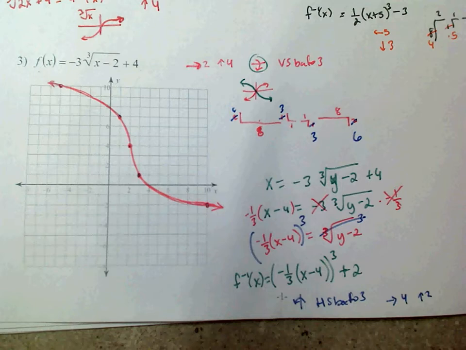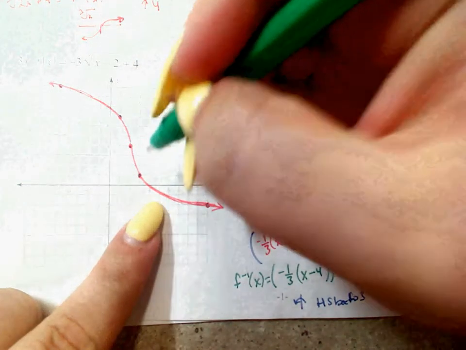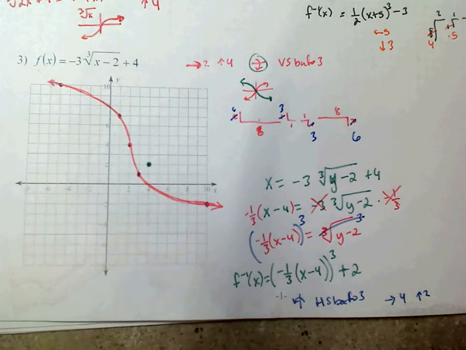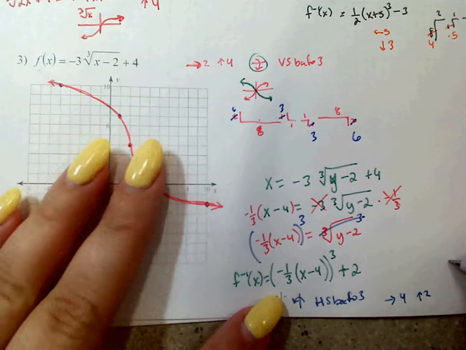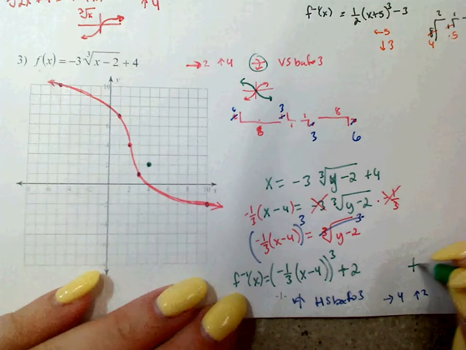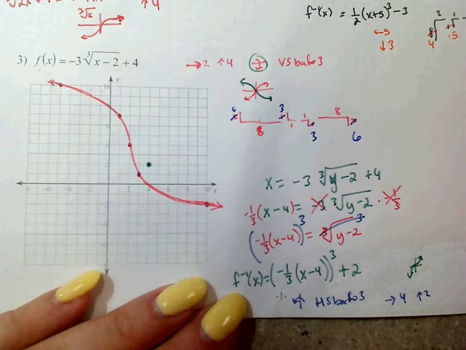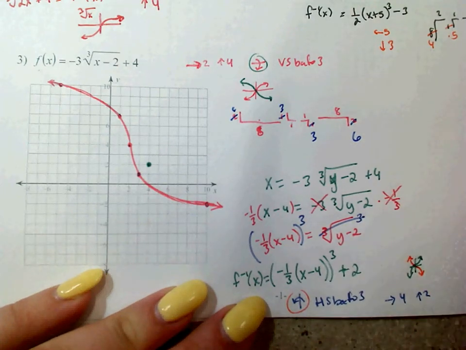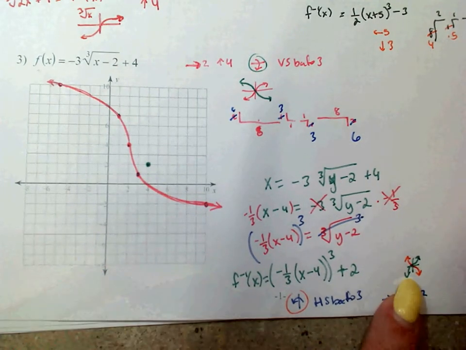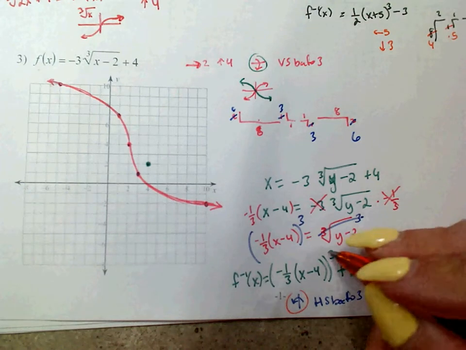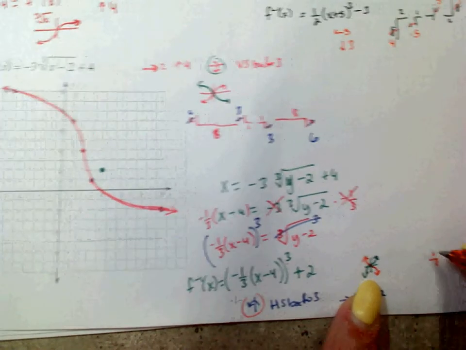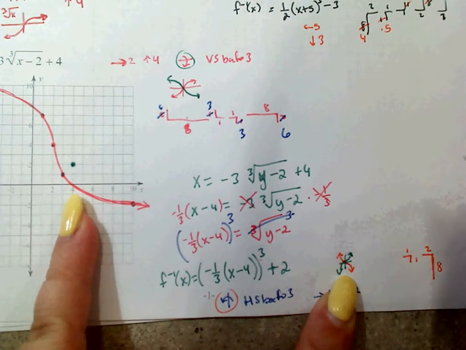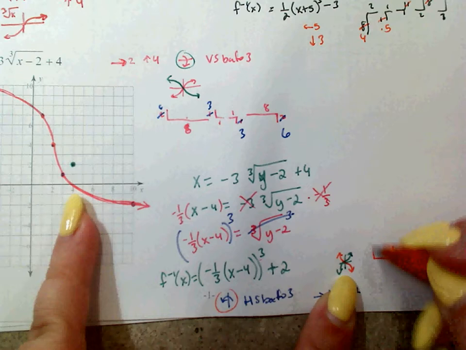If I go to the right 4 and up 2, now this is a cubic function, right? So normally a cubic looks like this, but the reflection over the y means it's going to look like this. So when I draw my pattern, I'm thinking to the right and down. So cubed. 1 cubed is 1, 2 cubed is 8.